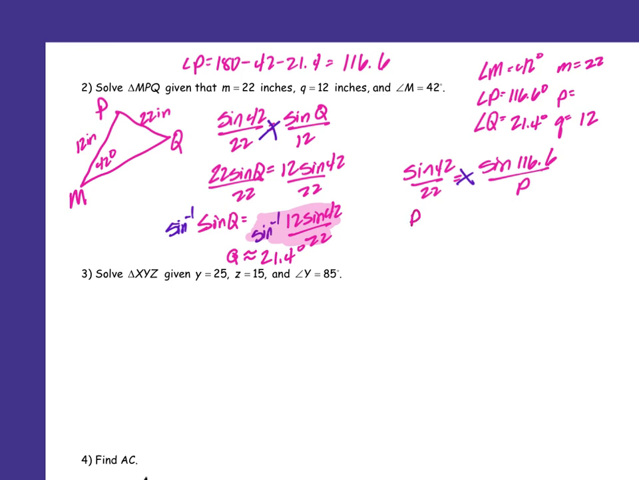So then I get P sine of 42 equals 22 sine of 116.6. Divide by sine of 42. So P is approximately going to be equal to parenthesis 22 sine of 116.6 parenthesis divide by sine of 42. So that is 29.4.